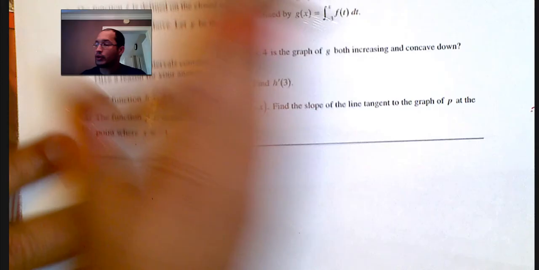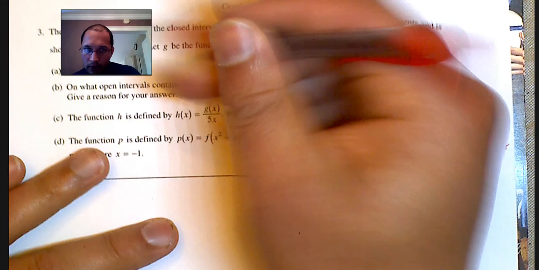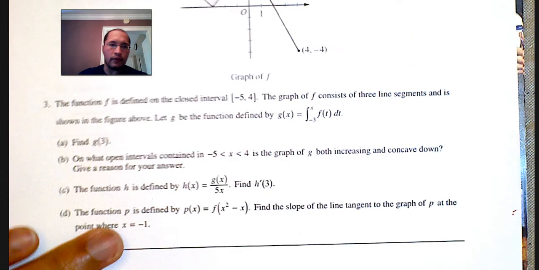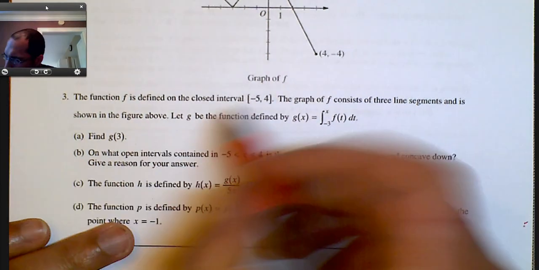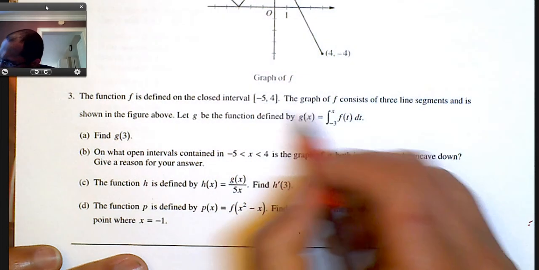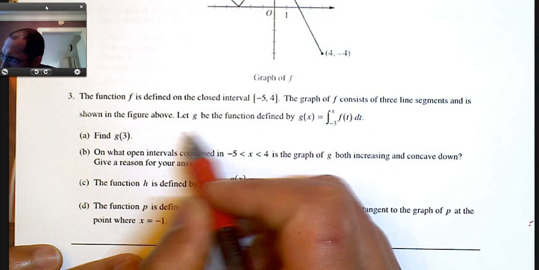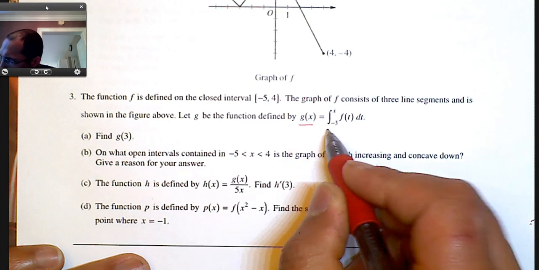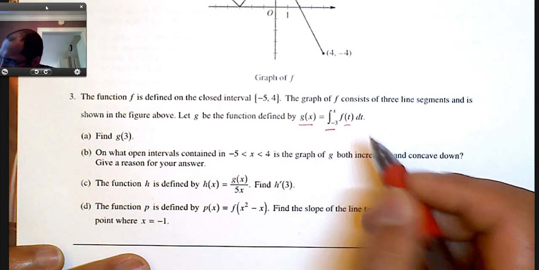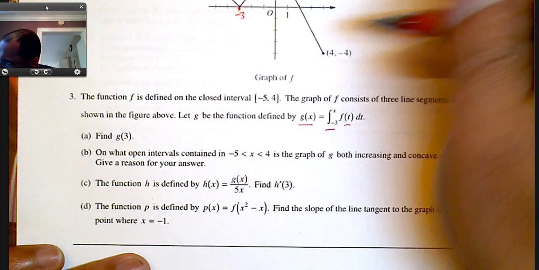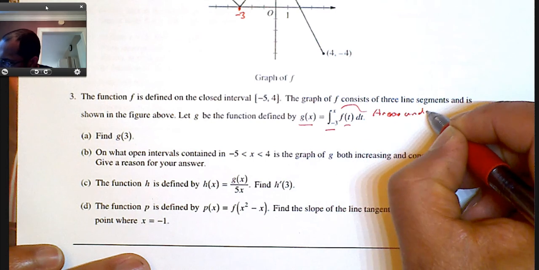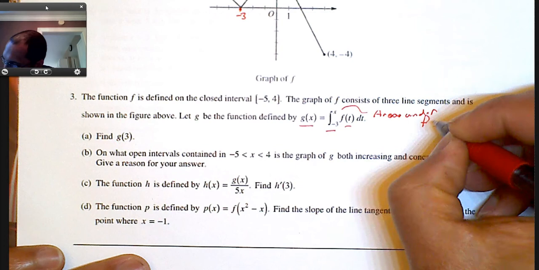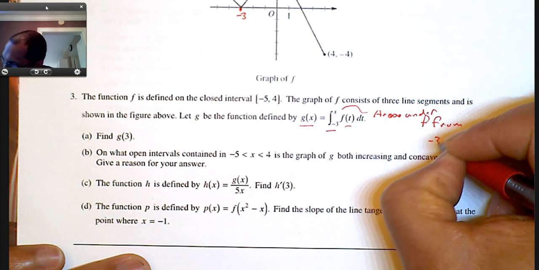If you have an hour on this, I'm going to try to do it in half an hour or less. So, the function f, thank God we don't have a calculator. Function f is defined on the closed interval -5 to 4. The graph of f consists of 3 line segments and is shown in the figure above. Let g be the function defined by g of x equals the integral from -3 to x of f of t dt. Basically, what that's saying is you start at -3, and g of x is basically the area under f from -3 to x.